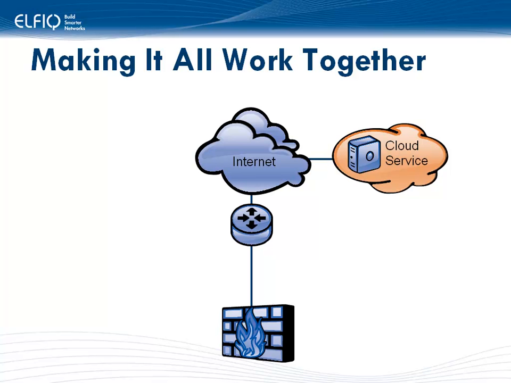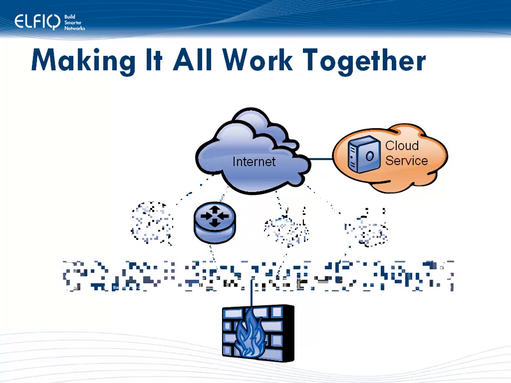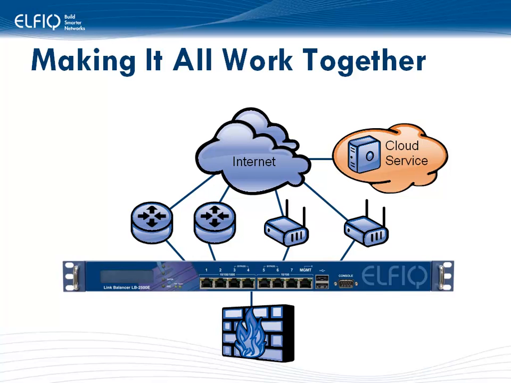Now, making it work together, what is the glue that will hold all this together? This is a simple example where you have an organization with one carrier link connecting to cloud services. What we wish to introduce is to break that network topology and introduce an Elfiq link balancer. An Elfiq link balancer is a network-based appliance which will manage all the carrier links that you want to deploy into your environment, and it can be of any type as long as they're IP links. The link balancer can accommodate your organization, and in this context, we've got two wired links and two wireless links.